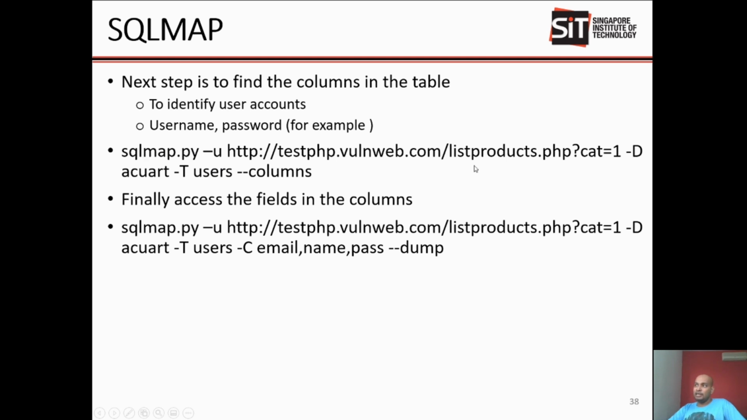Give sqlmap.py, give the website link, give the database name, give the table name -T users, and then ask for columns. Once you have columns, you declare the database, table users, -C the columns you want, email, name, pass, and dump. Once you find the column names, you dump the values in each of these columns, and you will get all the different column values.